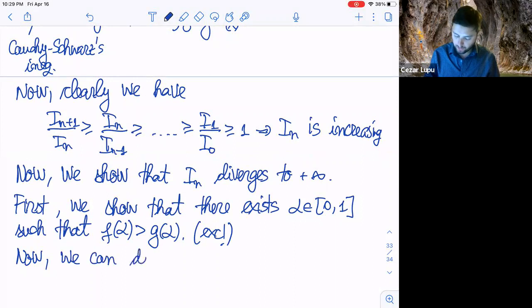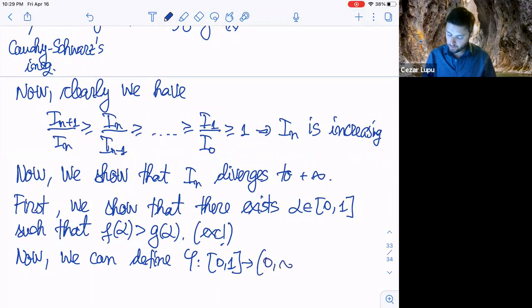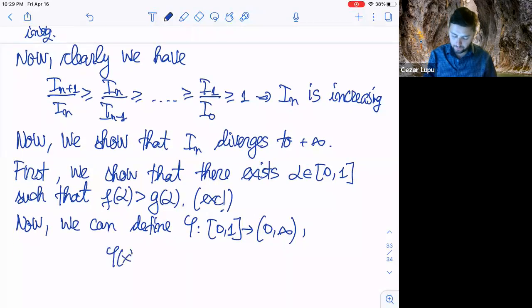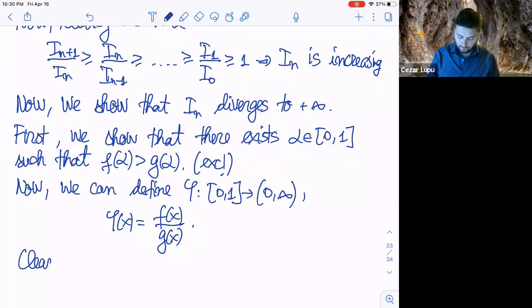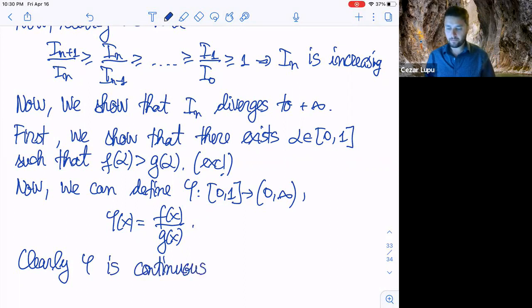the function phi, defined on [0, 1] with values in the positive reals, and phi of x will be f of x over g of x. Great. And let's say a few things about phi. Clearly, phi is continuous. Right? And since phi of alpha is greater than 1, it follows that there exists a neighborhood, let's say, in [0, 1].